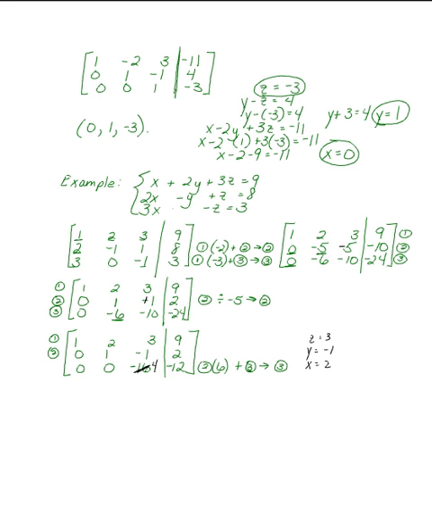Okay, as our next example, we're going to look at the two-equation system: 3x plus 9y equals 2, and x plus 3y equals negative 4. We're going to first form our augmented matrix, which is going to be 3, 9, 2, 1, 3, negative 4.